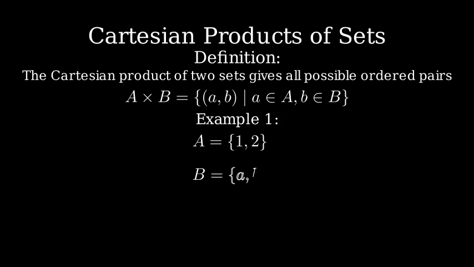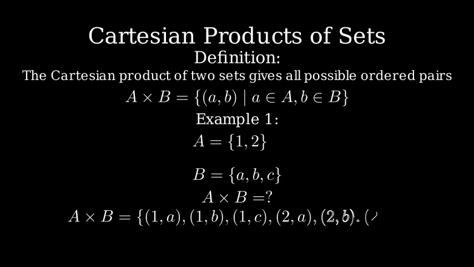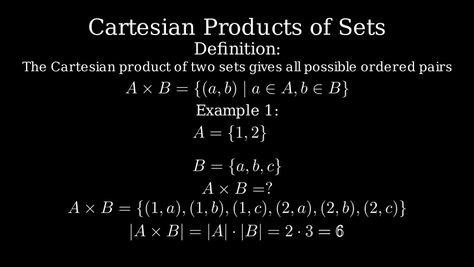Let's say we have set A containing the numbers 1 and 2 and set B containing the letters a, b, and c. The Cartesian product, A cross B, consists of all ordered pairs where the first element is from A and the second is from B. So A cross B equals the set containing the pairs 1a, 1b, 1c, 2a, 2b, and 2c. Notice that we have a total of 6 ordered pairs, which makes sense because we have 2 elements in A and 3 elements in B, and 2 times 3 equals 6.